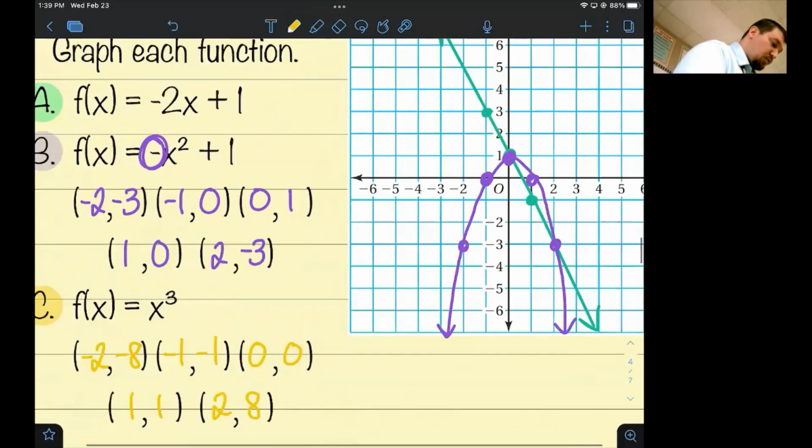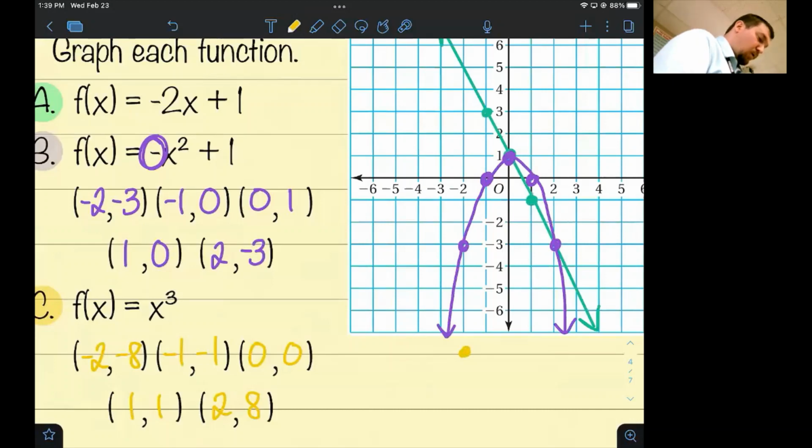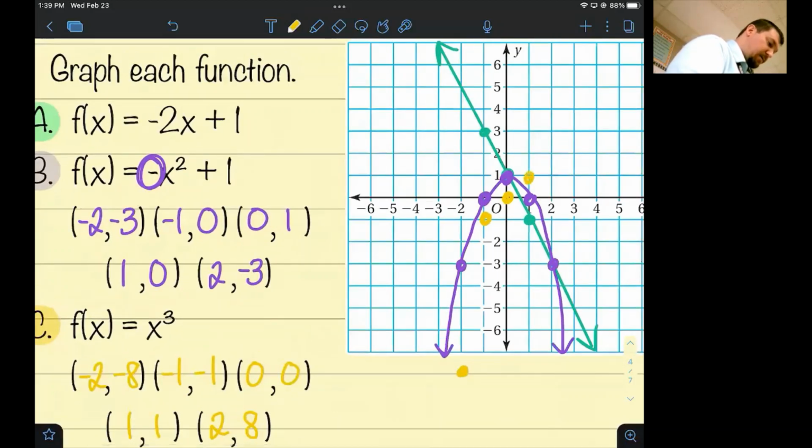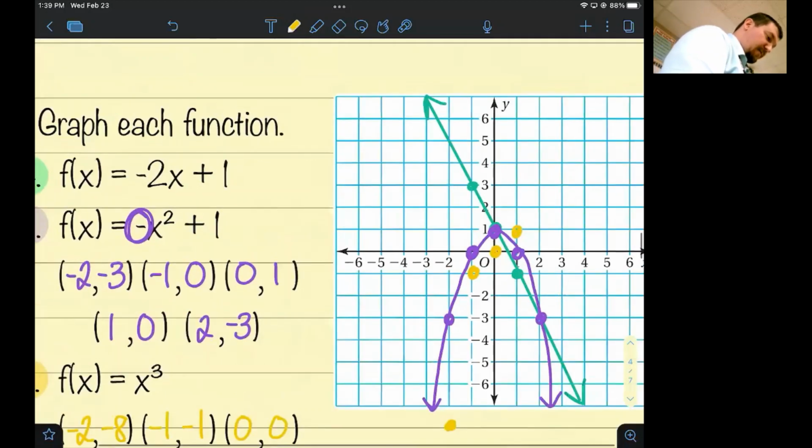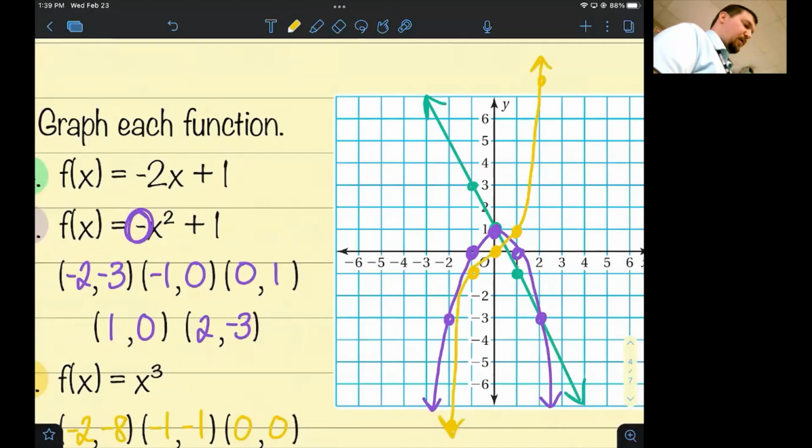So -2, -8 is going to be somewhere in this area because it's off my graph. -1, -1 is here. 0, 0 is there. Then 1, 1 is here. It's a good thing I didn't just use the middle 3 points. I might have thought this was linear. And then 2, 8 is all the way off my graph up here. And that's what all x to the third power functions will look like.